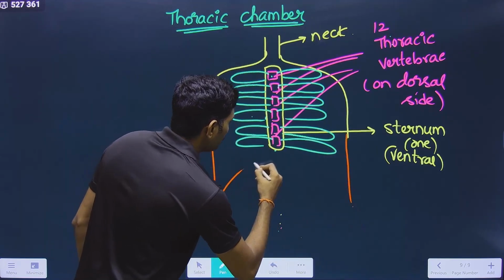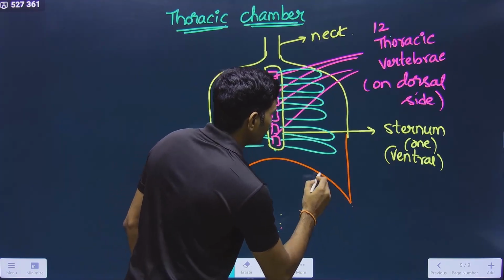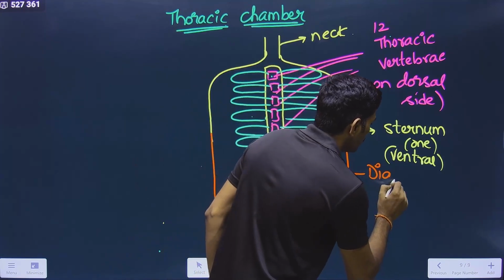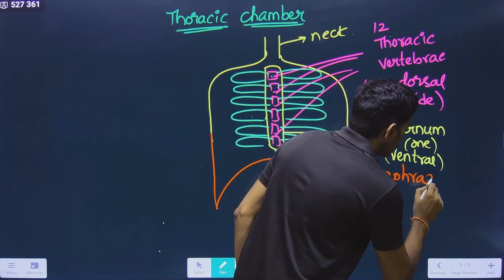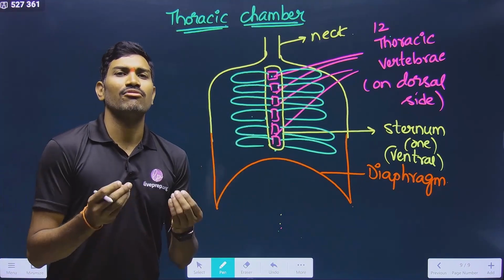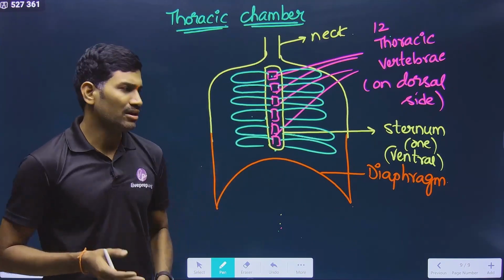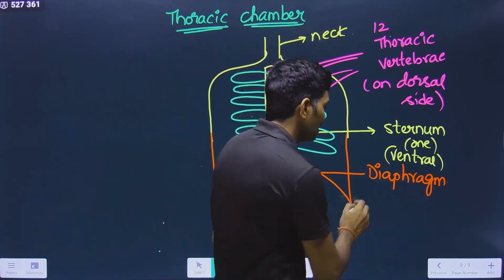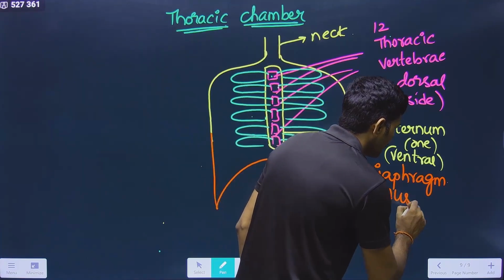And there is a dome shaped diaphragm. It is called a diaphragm. The simple meaning of diaphragm is wall. Diaphragm means what? It is a wall. This diaphragm is actually made up of muscle.